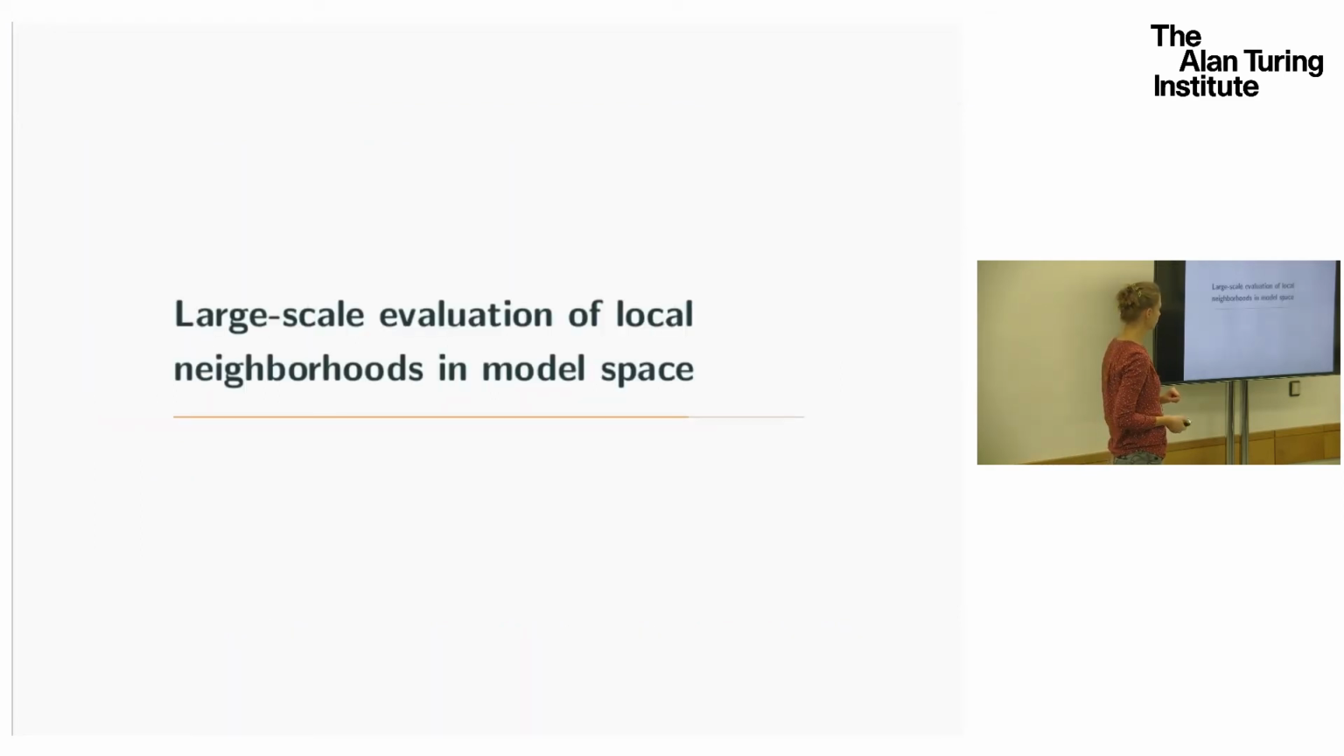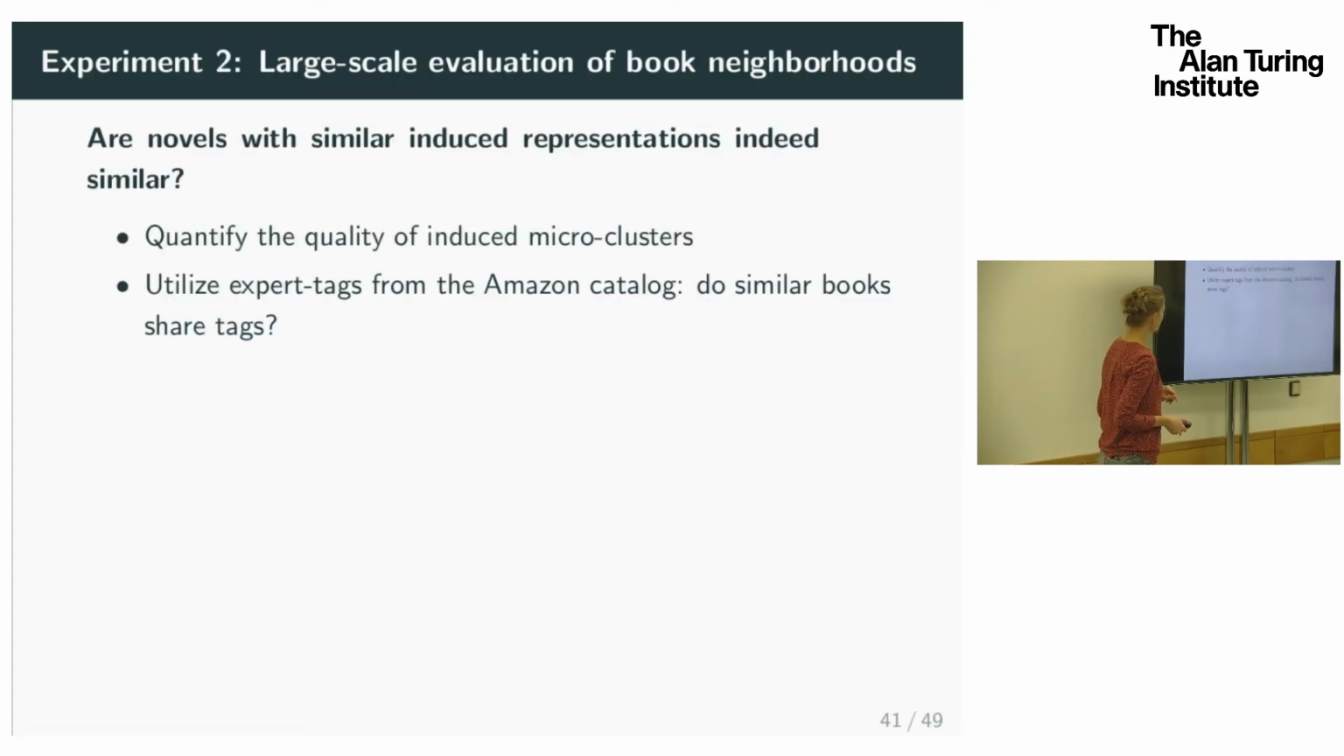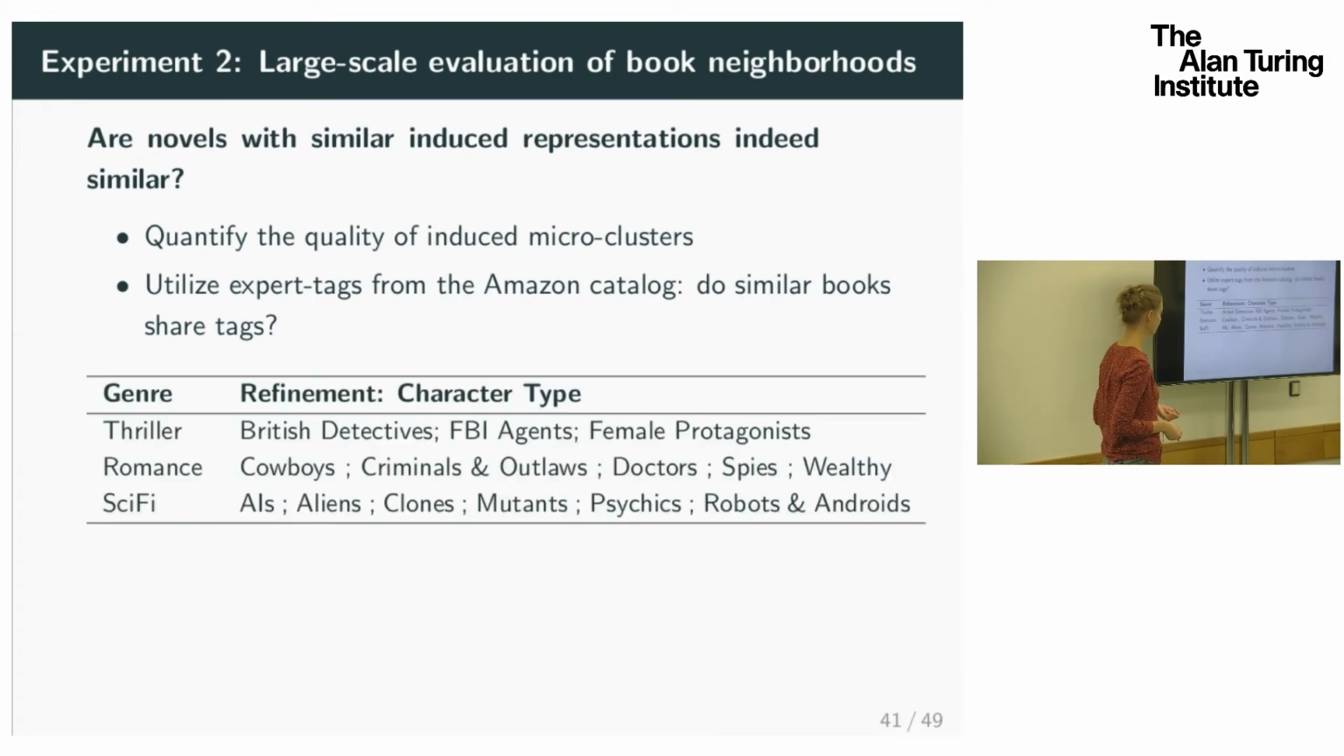Okay, and then in the final part, I will talk about this large-scale evaluation that I've been advertising before, where we use the Amazon book tags. We want to get a notion of if we cluster books in model space by the representations that we've learned for them, how good are these local clusters actually? And do books which our model finds similar actually share book tags, semantic book tags from the Amazon catalog?